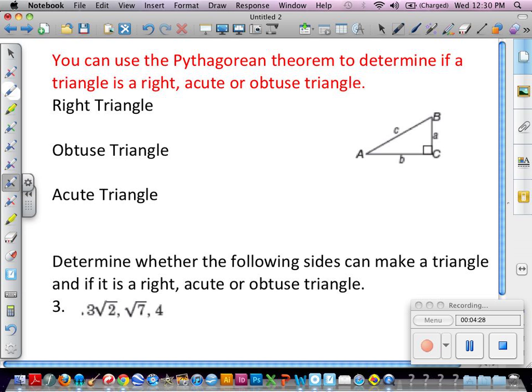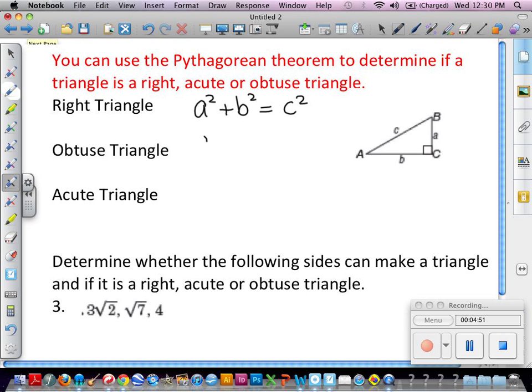All right, you can use the Pythagorean theorem to determine if you have a right triangle, an acute triangle, or an obtuse triangle. If you have a right triangle, the Pythagorean theorem will work on it. So if a squared plus b squared equals c squared, then you have a right triangle.